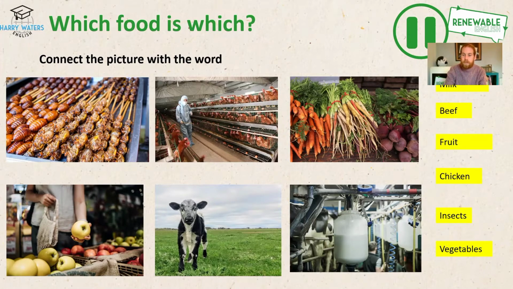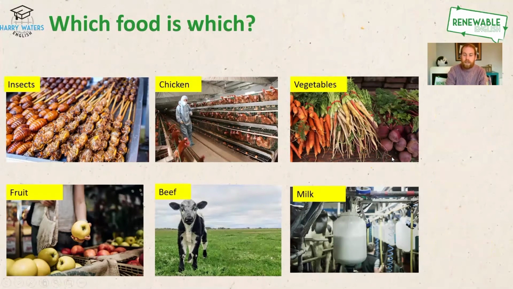So, let's take a look at the answers. The first picture is, of course, insects. Then we have some chicken. Careful with the pronunciation of that one. Chicken. Then some vegetables. Again, another common pronunciation error with this word in English. Remember, vegetables. Vegetables. Okay? 3 syllables.